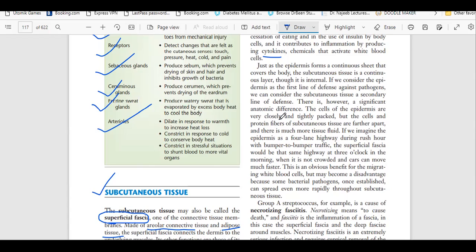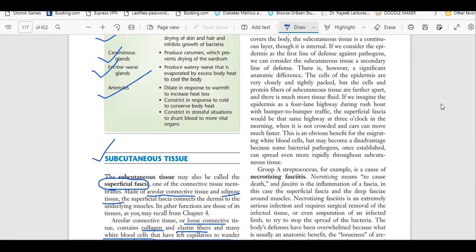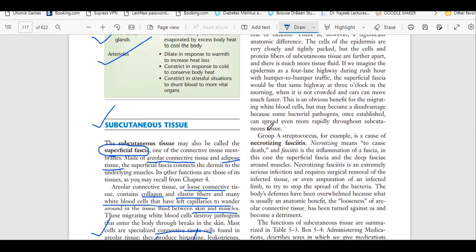The cells of the epidermis are very closely and tightly packed. But the cells and protein fibers of subcutaneous tissue are farther apart, and there is much more tissue fluid. If we imagine the epidermis as a four-lane highway during rush hour with bumper-to-bumper traffic, the superficial fascia would be the same highway at 3 o'clock in the morning when it is not crowded and cars can move much faster. This is an obvious benefit for the migrating white blood cells, but may become a disadvantage because some bacterial pathogens, once established, can spread even more rapidly throughout subcutaneous tissue.